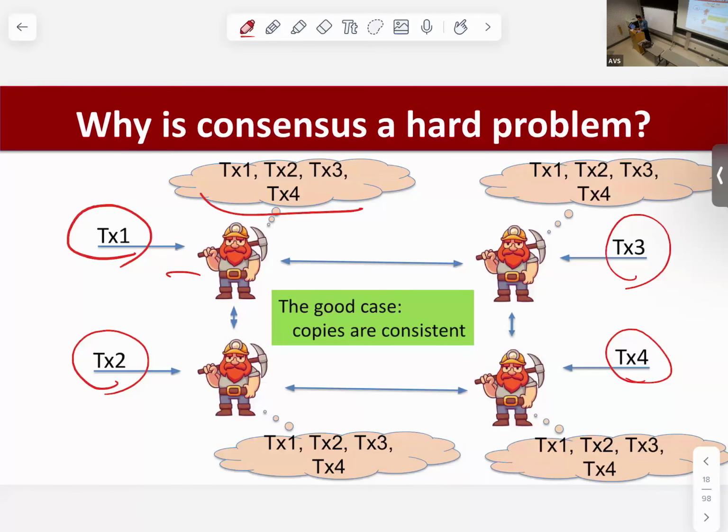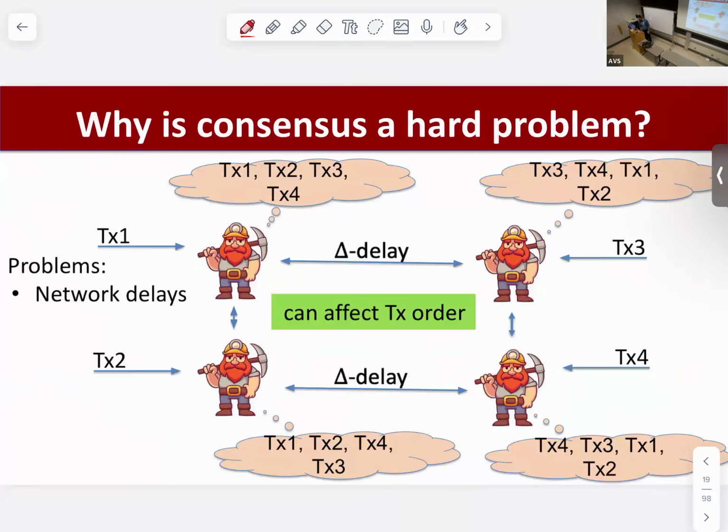As a result, all of them at the end of these 4 transactions are going to see the exact same list, that all of them see TX 1, 2, 3, and 4, right? This is the ideal version. But unfortunately, this is not what we see in real life because of various different reasons.